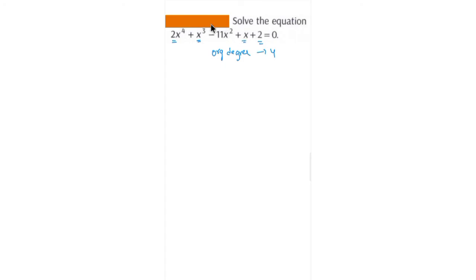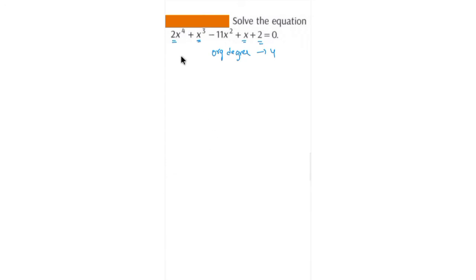You need to make sure the coefficients are the same, and here x power 4 and your constant, which is nothing but x power 0, when you add them you get the original degree 4. So the coefficients are the same, here 2 and here 2. And this term is not linked to these, it's the minus 11x square. So how can we solve this?